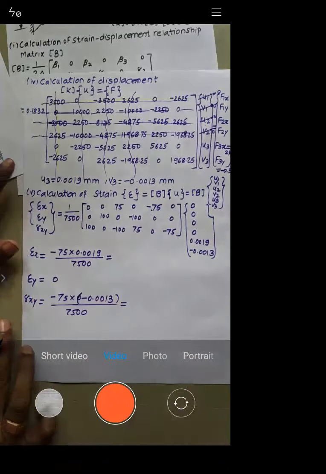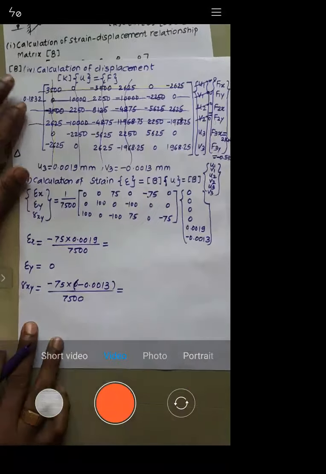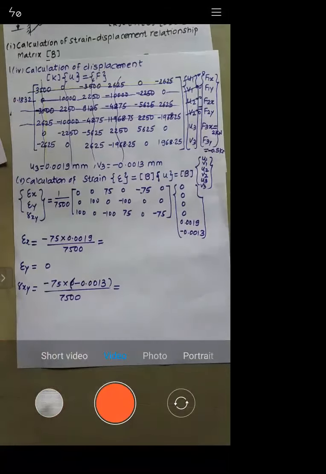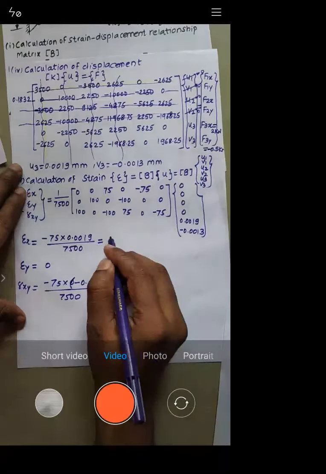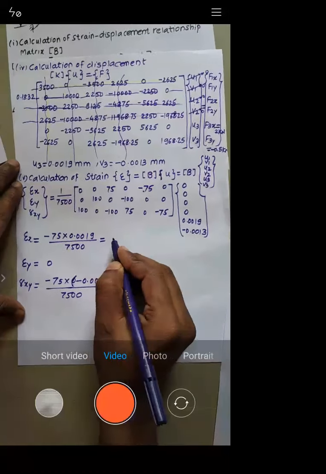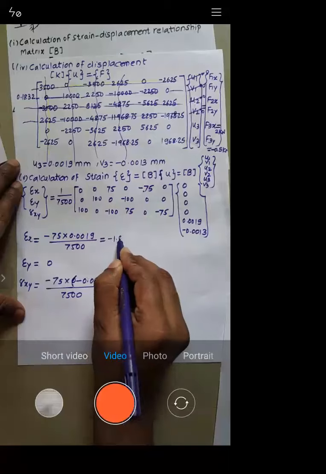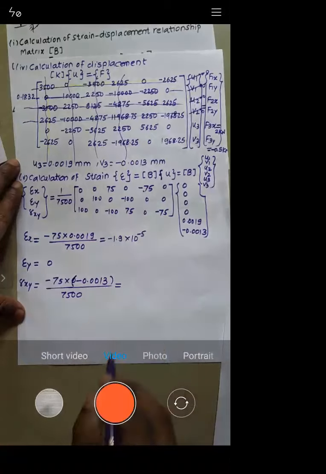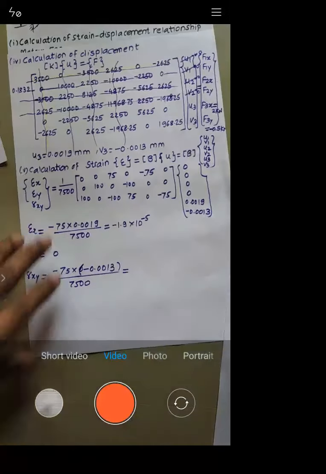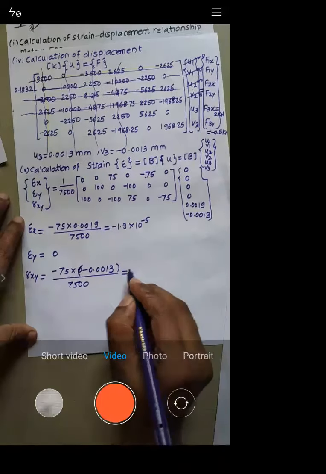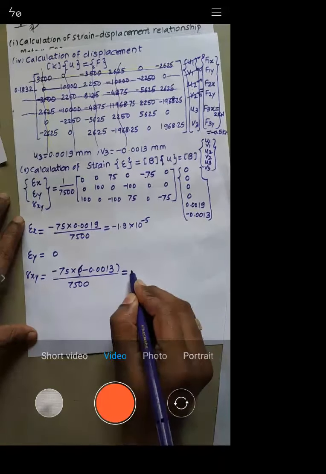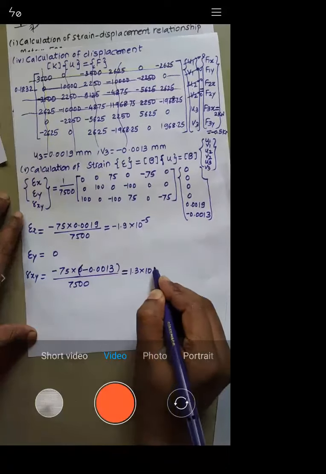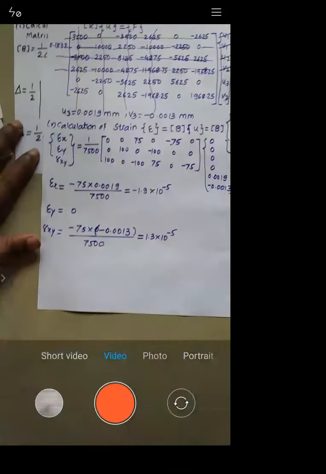So tell me strain in element number 1. Ex is minus 1.9 into 10 raised to minus 5. And this, minus 1.9 into 10 to the power minus 5. This is gamma xy, 1.3 into 10 to the power minus 5. Now see, you have calculated the strain.